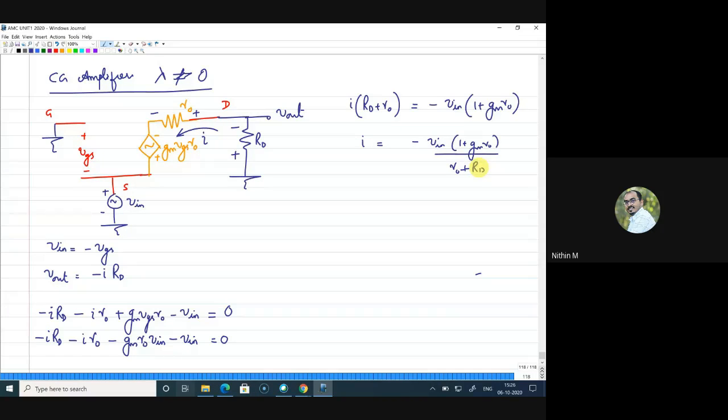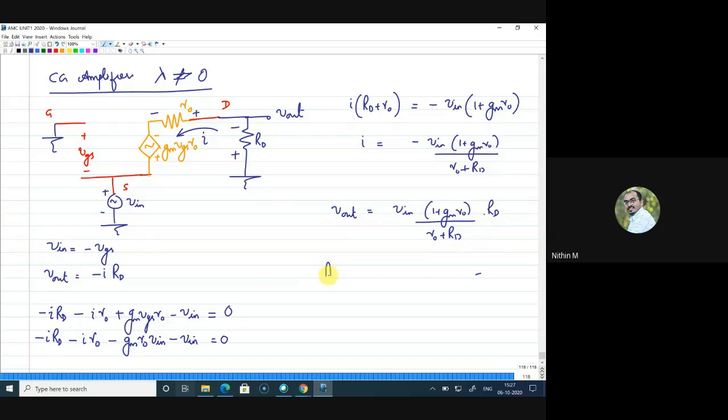So don't worry for this, right? So it is minus Vin into 1 plus Gm R naught divided by R naught plus Rd, right? So this is the expression for I. Now if I is known, you can directly write V out. What is V out? V out is minus I into Rd, so minus will get cancelled. So it is Vin into 1 plus Gm R naught divided by R naught plus Rd into Rd.